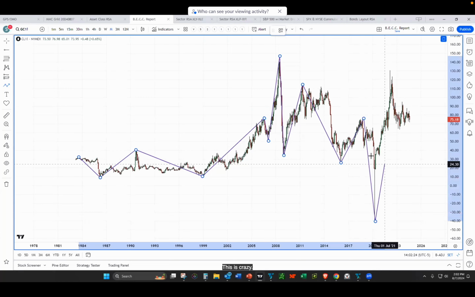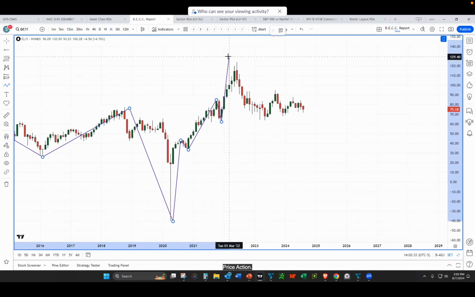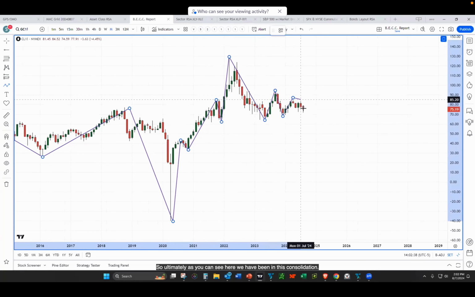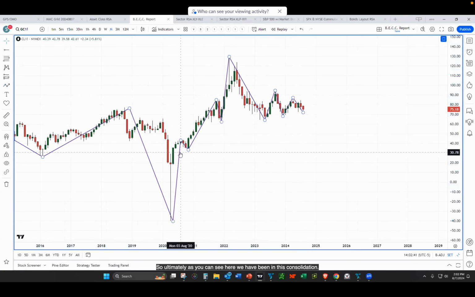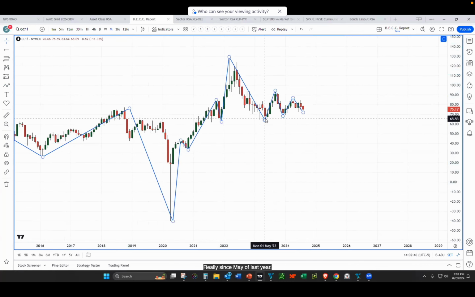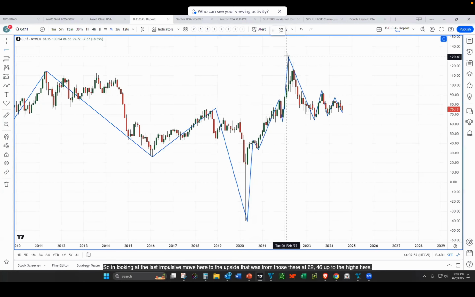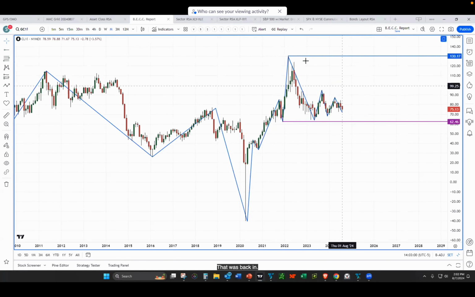All right, so what I'm going to do from here is focus on the shorter term swing price action. Ultimately, as you can see here, we have been in this consolidation on crude oil really since May of last year. It's kind of interesting. Looking at the last impulsive move to the upside, that was from those lows at 62.46 up to the highs here at 130. That was back in 2022.